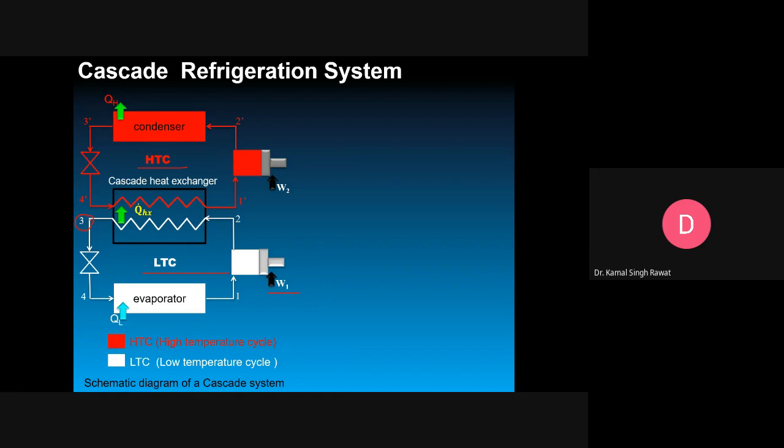So at point 3, after the isobaric heat rejection, we have saturated liquid. This saturated liquid passes through the expansion valve, where pressure is reduced from P3 to P4. Okay. And at this point, we have a liquid plus vapor mixture which enters the evaporator, where it absorbs heat. And at point 1, again, we have saturated vapor. Now, this is the low temperature circuit, and the refrigerant is generally CO2, for example.